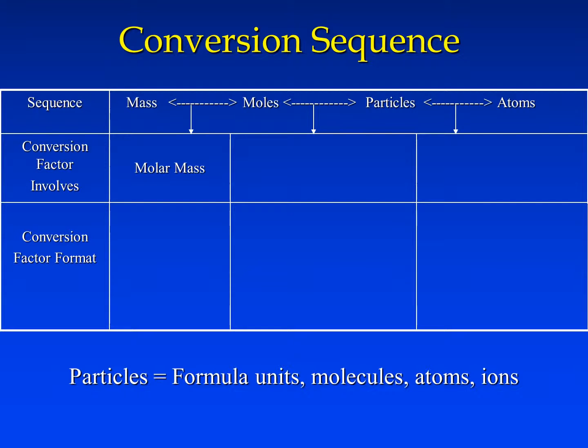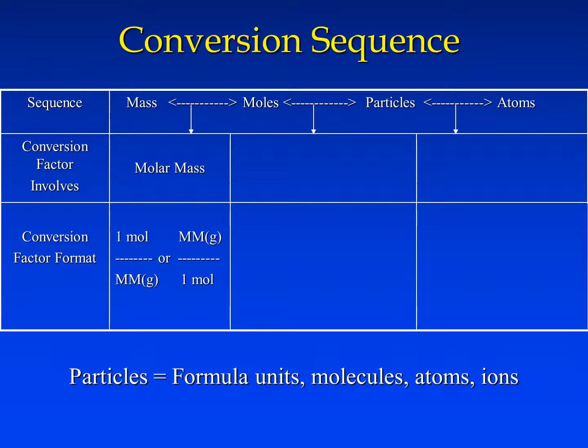Well, in going from mass to moles, we use the fact that 1 mole is equal to the molar mass of that specific substance. And we would use the conversion factor on the left if I'm trying to go from mass in grams to moles. Of course, I would use the other conversion factor, the one on the right, if I'm trying to go from moles to mass. This, of course, will become obvious as we do some of the calculations.